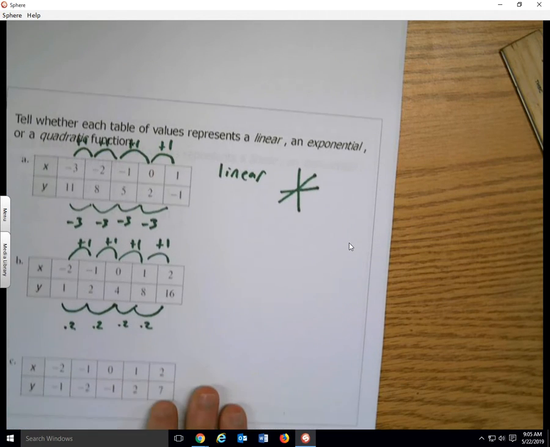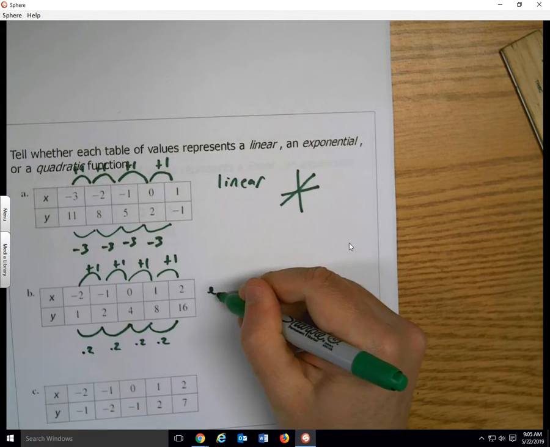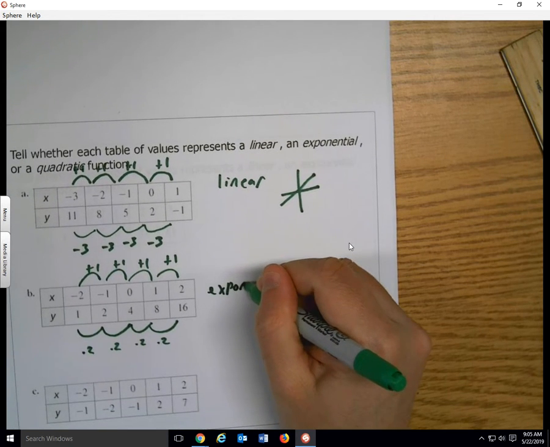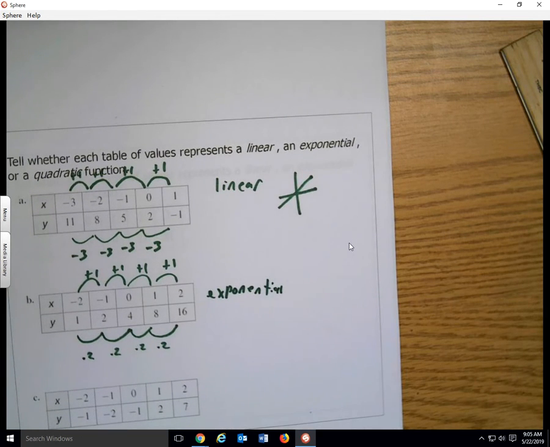So that one would be exponential. Okay, let's do this third one here.